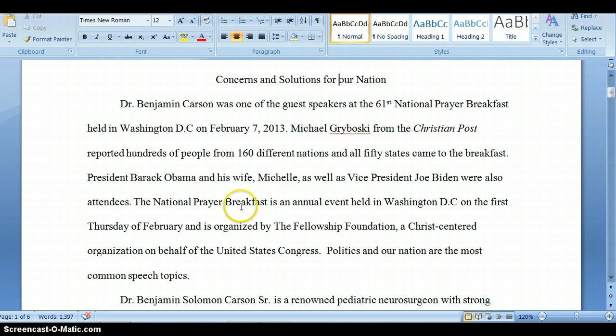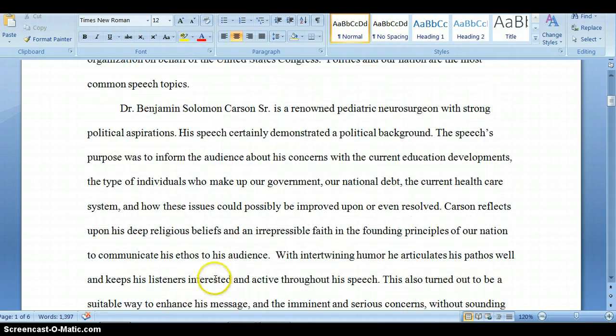The National Prayer Breakfast is an annual event held in Washington, D.C. on the first Thursday of February and is organized by the Fellowship Foundation, a Christian-centered organization on behalf of the United States Congress. Politics and our nation are the most common speech topics, so she's given the setting and the context. And notice she includes, she did some research, Dr. Solomon Carson Sr. is a renowned pediatric surgeon with strong political aspirations. His speech certainly demonstrated a political background.